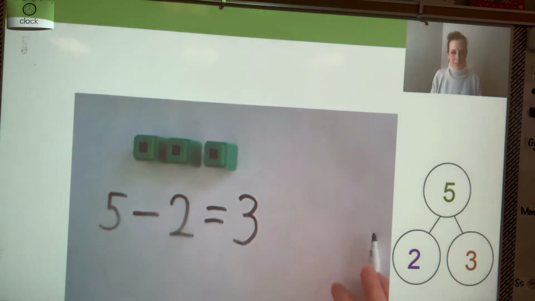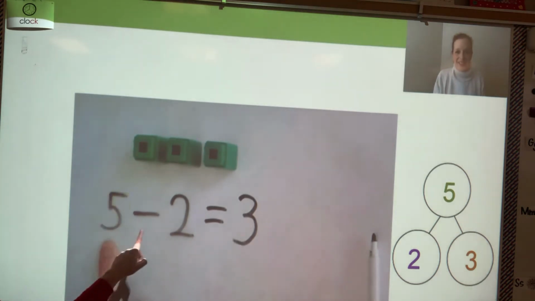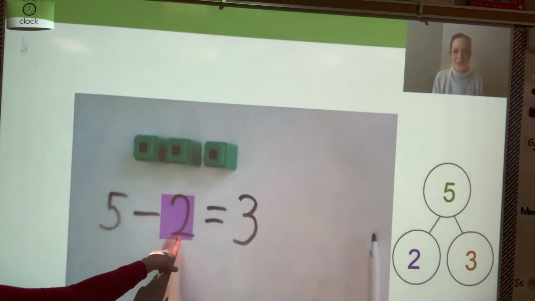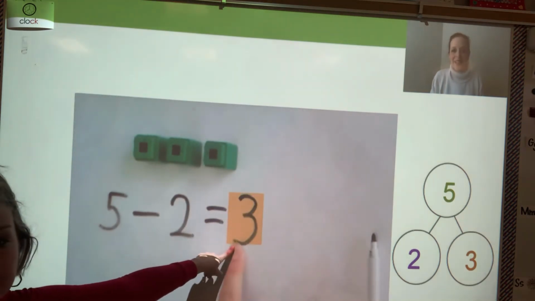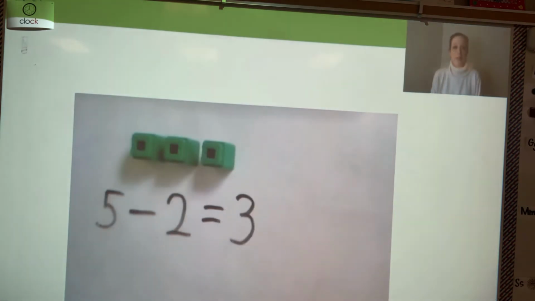Read the number sentence with me, loud and proud. Are you ready? All right, let's go. 5 take away 2 equals 3. Great job, friends. Let's put our cubes to the side and erase our boards. Okay.